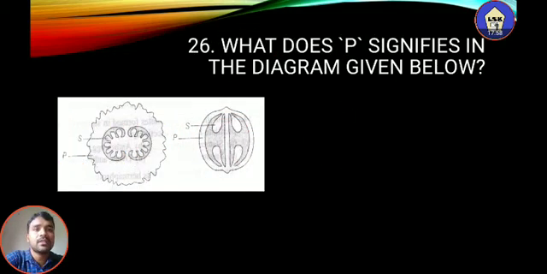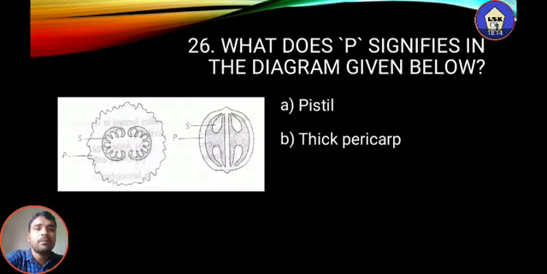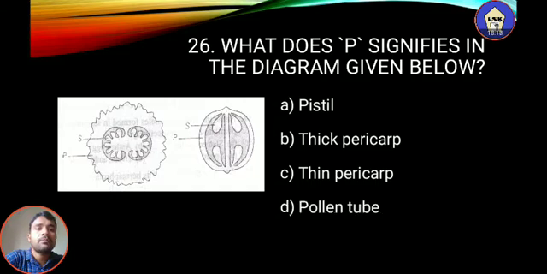Now question number 26. What does P signify in the diagram given below? So just observe the diagram. Option A, pistil. Option B, thick pericarp. Option C, thin pericarp. Option D, pollen tube. Pollen tube is definitely wrong. Pistil is also wrong. So it should be either thick pericarp or thin pericarp. So the answer is thick pericarp.